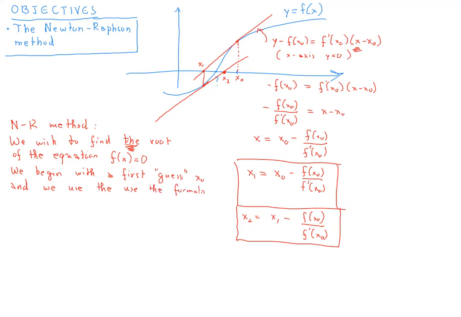So now, instead of writing the formula for x1 and then for x2, I'm going to write it in general. Xn plus 1 is equal to xn minus f of xn over f prime of xn. So this formula will be true for n equals 0, 1, 2, and so on. If you set n equals 0, that gives you x1. If you set n equals 1, that gives you x2, and so on. So I think it's time to apply it, and let's take a look at the first example.